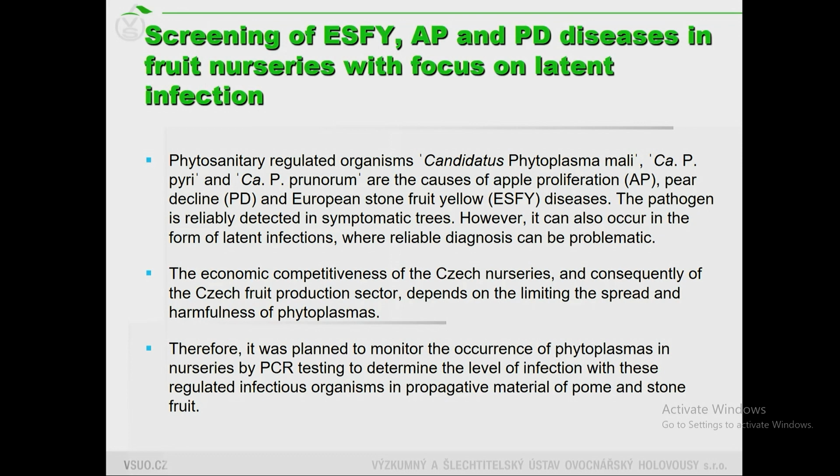So logically, we concentrated our work on the very beginning of the production chain. It means that we carried out our monitoring in nurseries and in mother stock of pome and stone fruit, which is frequently grown in the Czech Republic. These were all tree species, not shrub species.